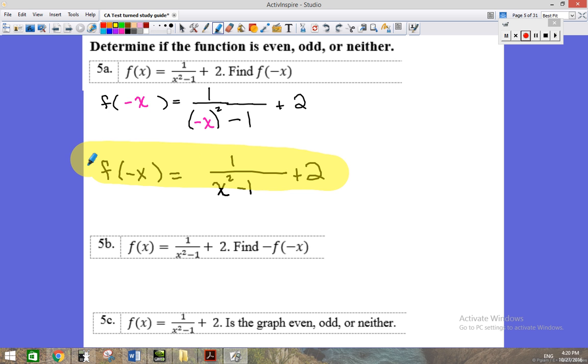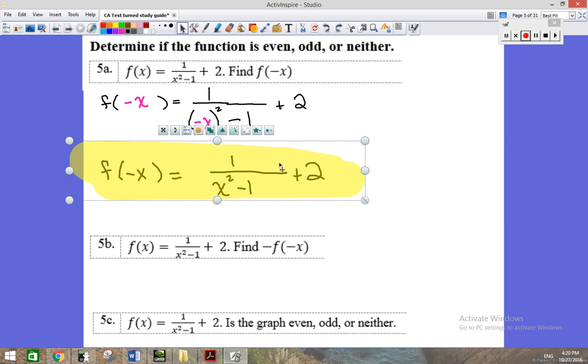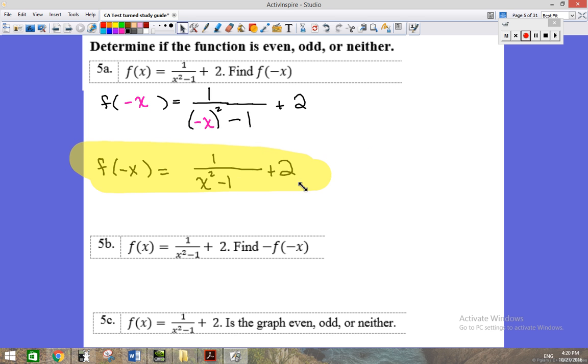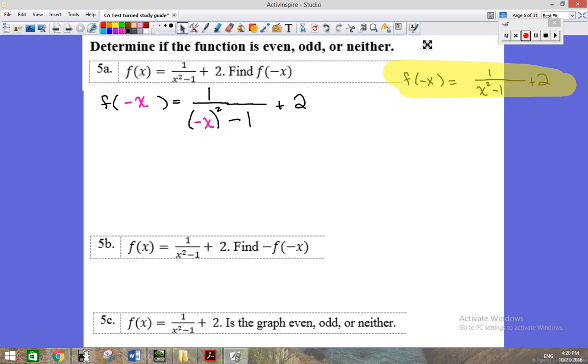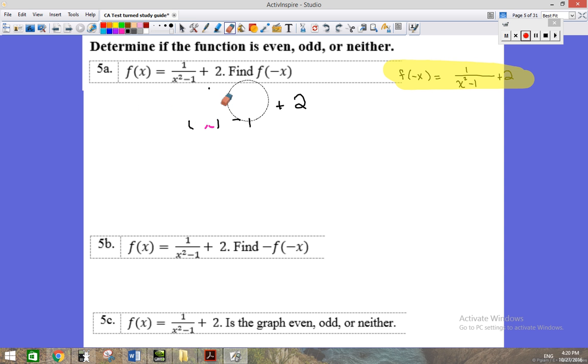Now, I'm going to use this answer in part A to help me answer part C when I try to determine if this is even, odd, or neither. But that's what they're asking me for in part A, is just this expression. So boom, there's my answer for part A. Alright, I'm going to shrink this up and move it out of my way, because I'm going to return to that when I get to part C. I'm going to need that answer. Well, actually, I'm going to use it right away now in part B.